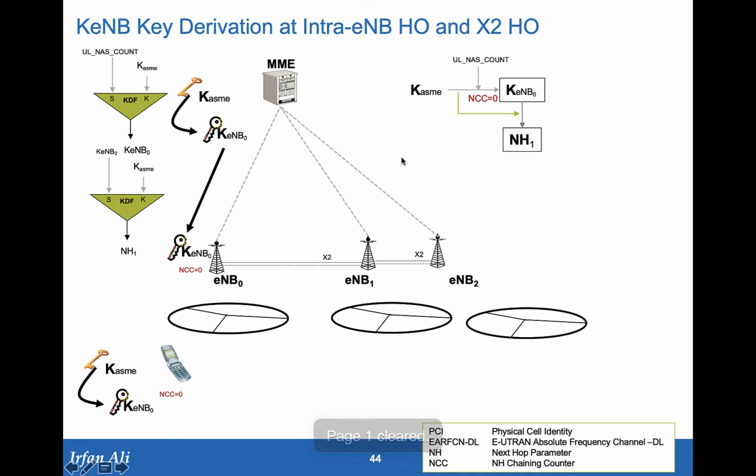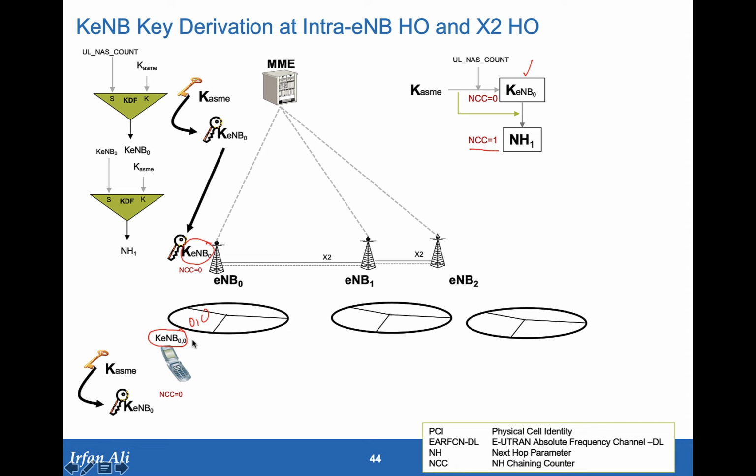The NCC is set to 1 for this NH1, and that's the convention used in 33.401. So NCC 0 is for the KENB0, and NCC is set to 1 for the next hop 1. This KENB0 is used for encryption and integrity protection in the access stratum for sector 00. So this is what is being used in sector 00.